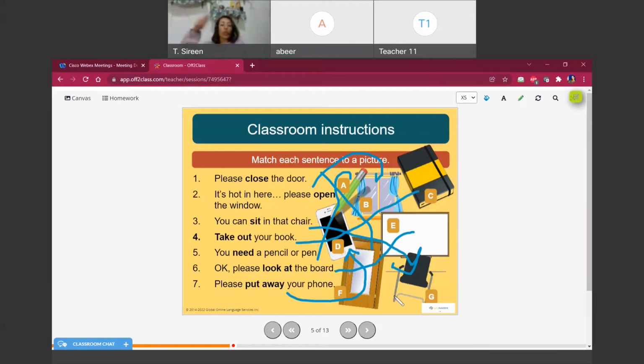Okay, please look at the board. For example, you are writing something on the board, so you tell them, come on, focus with me on the board. Okay, so look at the board. Or please put away your phone. For example, someone who's playing with their phone, so you can tell them, please put away your phone. Any question?